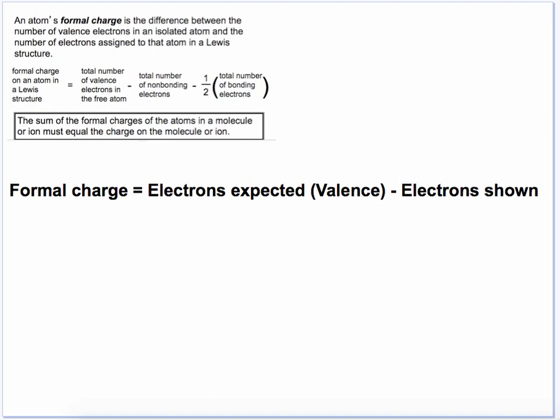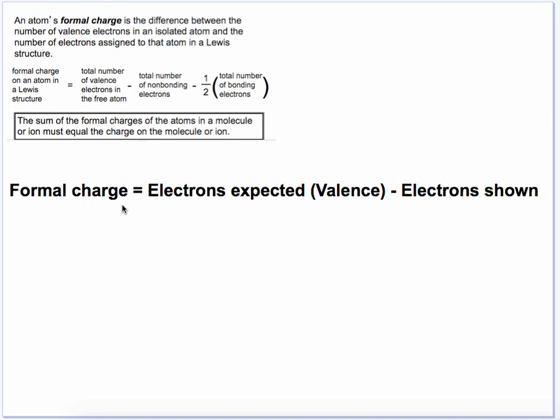Okay, this video is about formal charge and how to find formal charge. You can look up in a textbook or somewhere, and they give you this formula: the formal charge of an atom is equal to the total number of valence electrons minus the total number of non-bonding electrons minus 1/2 the total number of bonding electrons.